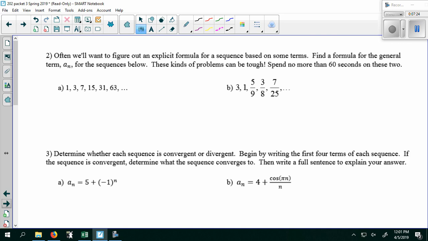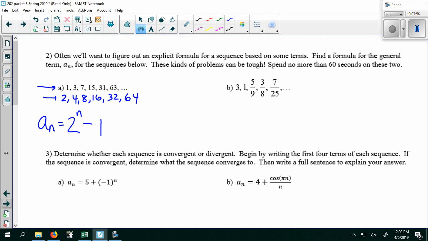So if I add 1 to every single term in this sequence, I get 2, 4, 8, 16, 32, 64, and those are doubling. Those are the powers of 2. So a sub n is 2 to the n, but then I need to subtract 1, right? Because this blue sequence is 2 to the n, but the sequence I was asked about is 1 smaller. So 2 to the n minus 1.